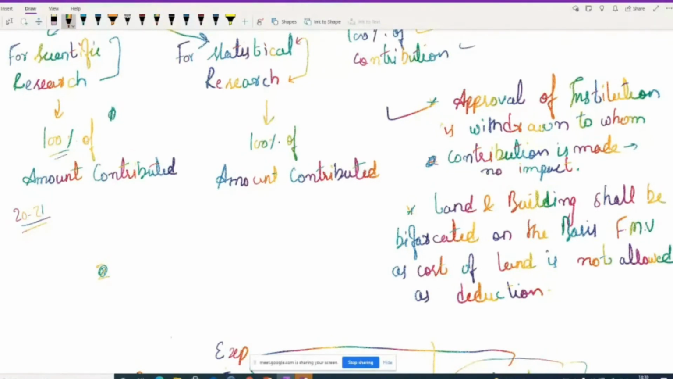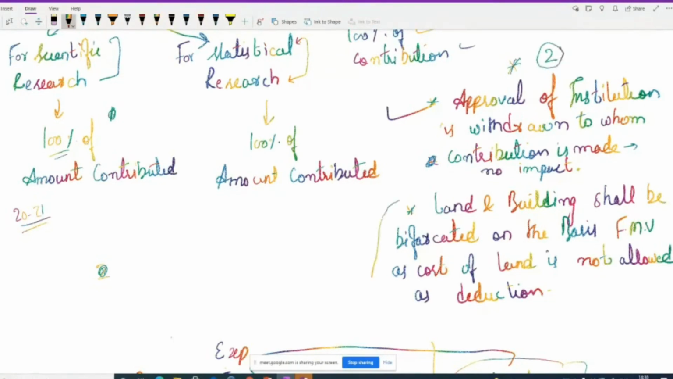You will get the deduction for whatever amount you have contributed to that college or university or to any IIT. There would be no impact, you will get the deduction, even if the approval is later removed by the governing body. जैसे आपके कॉलेज का अप्रूवल खत्म कर दिया, तो आपने जो भी उस यूनिवर्सिटी को रिसर्च एंड डेवलपमेंट के लिए दिया था, आपको उसका डिडक्शन मिलेगा.